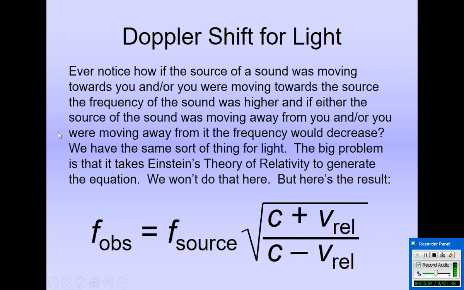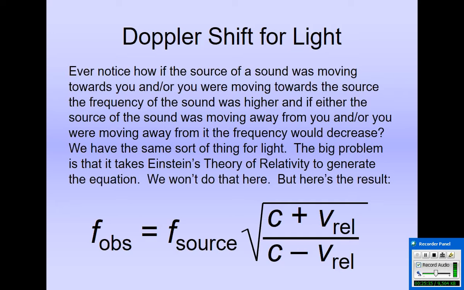I want to move on to a bit of a different topic that gets related mostly in astronomy. And that's the idea of the Doppler shift for light. To understand the formula for the Doppler shift for light, you have to have some familiarity with Albert Einstein's theory of relativity. And I suspect that this might not be the case for at least some of you. So I'm just going to give you the formula.